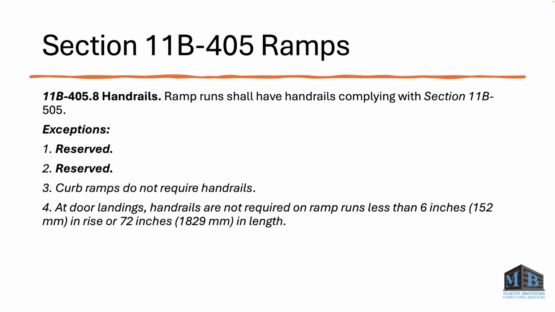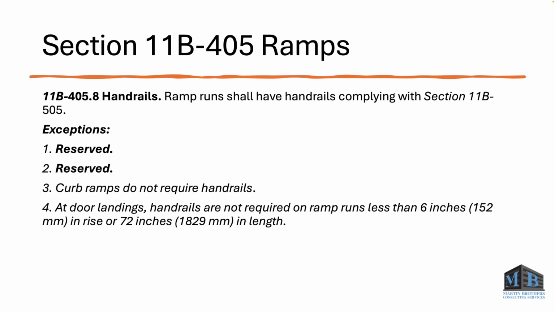Handrail requirements, 11B 405.8. Ramp runs shall have handrails complying with section 11B 505. There are some exceptions. 1 and 2 are not adopted by California. Number 3 says curb ramps do not require handrails. Thankfully, because otherwise you'd have handrails in parking lots everywhere. Cars would hit them and you'd have jagged metal sticking out at you all the time.